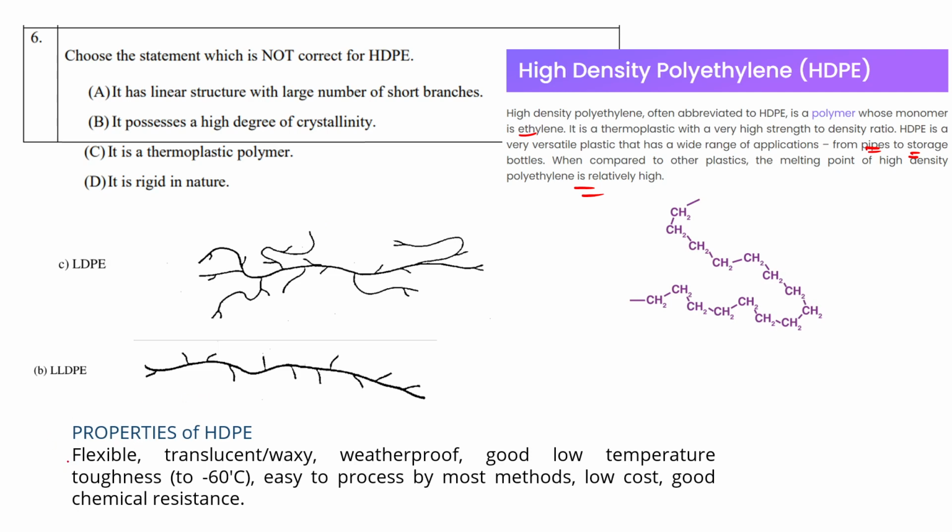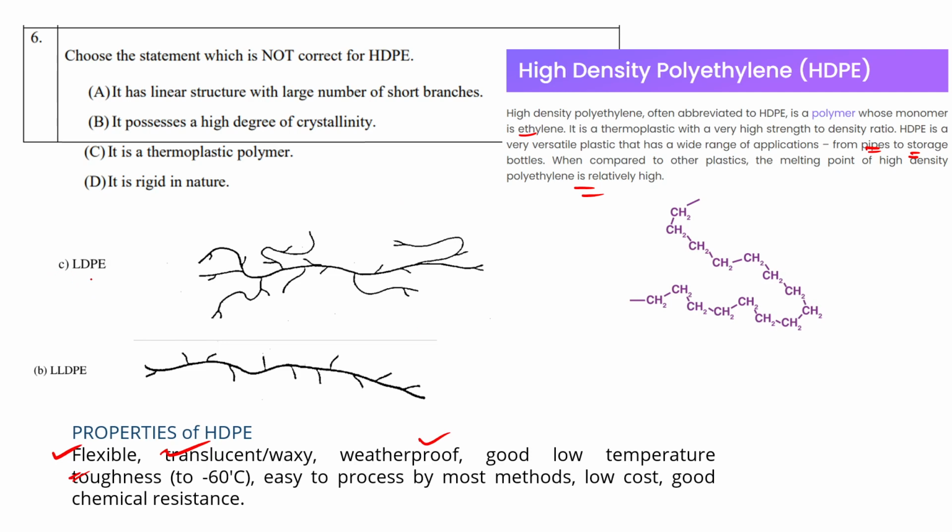These are again some of the properties. They are flexible, translucent, waterproof, and have good low temperature toughness. At low temperature, they are tougher compared to other ones. Easy to produce by most methods because here you are seeing no issue of branching. So it is much easier to produce this kind of polymer. And they are low cost and obviously chemically resistant. So these are the properties of HDPE.